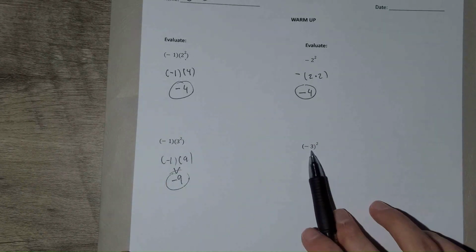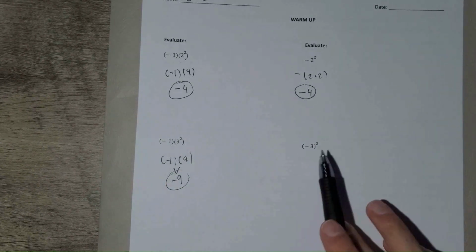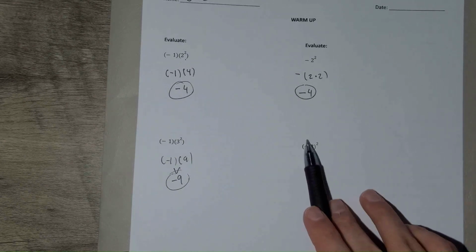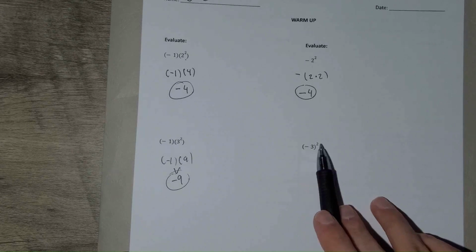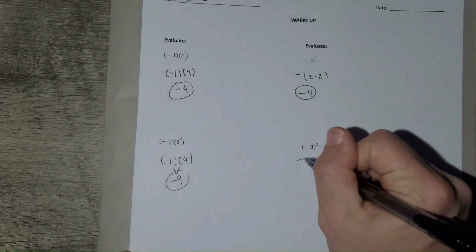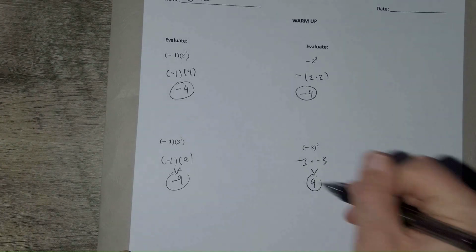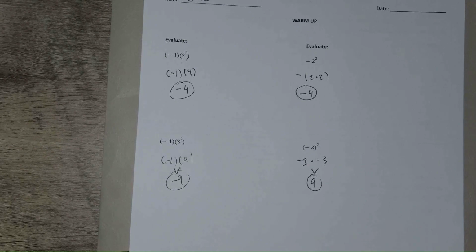Now we have -3 to the second power. Do you see the difference here now? How this is in parentheses? This means -3 times -3. So this would be -3 times -3. A negative times a negative is a positive. So this is 9. And so this would be +9.